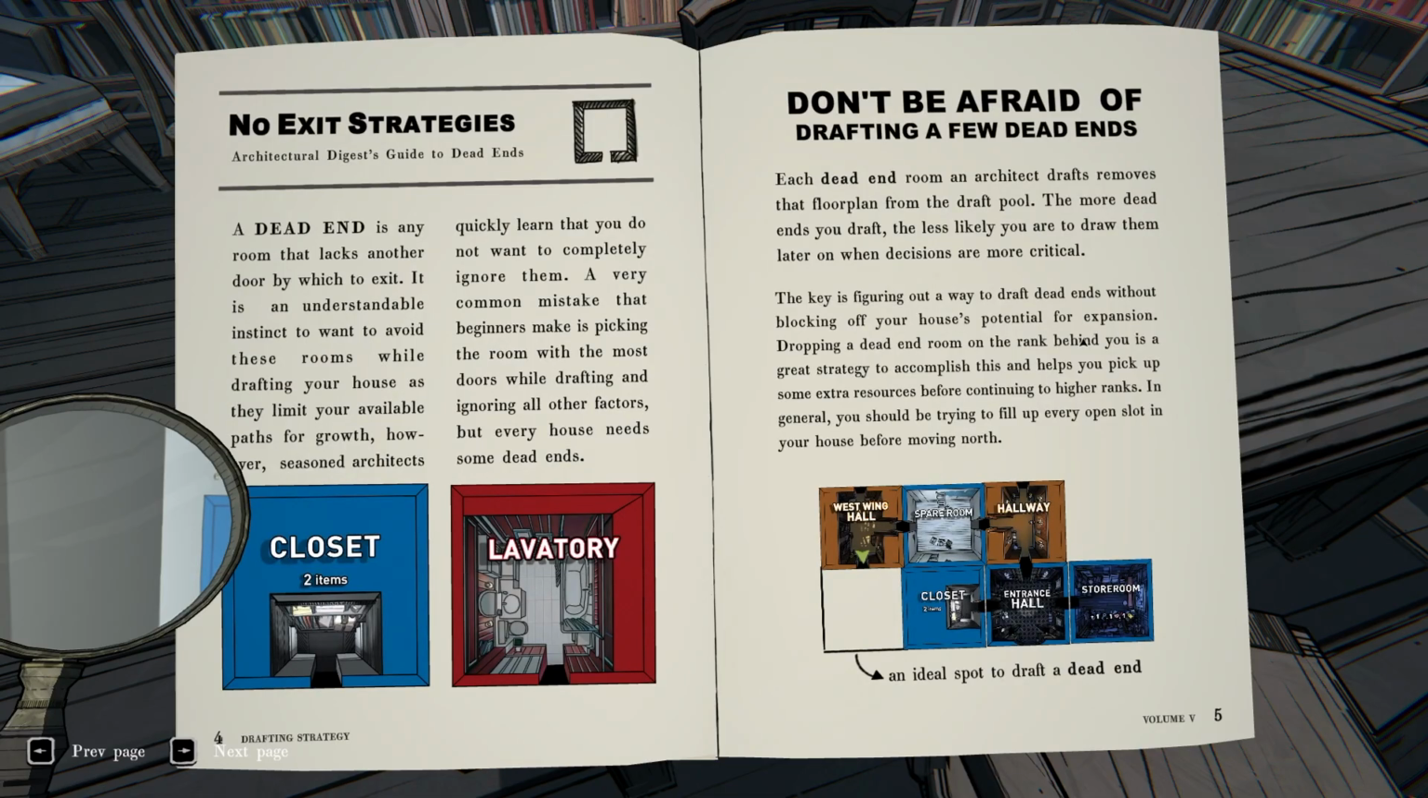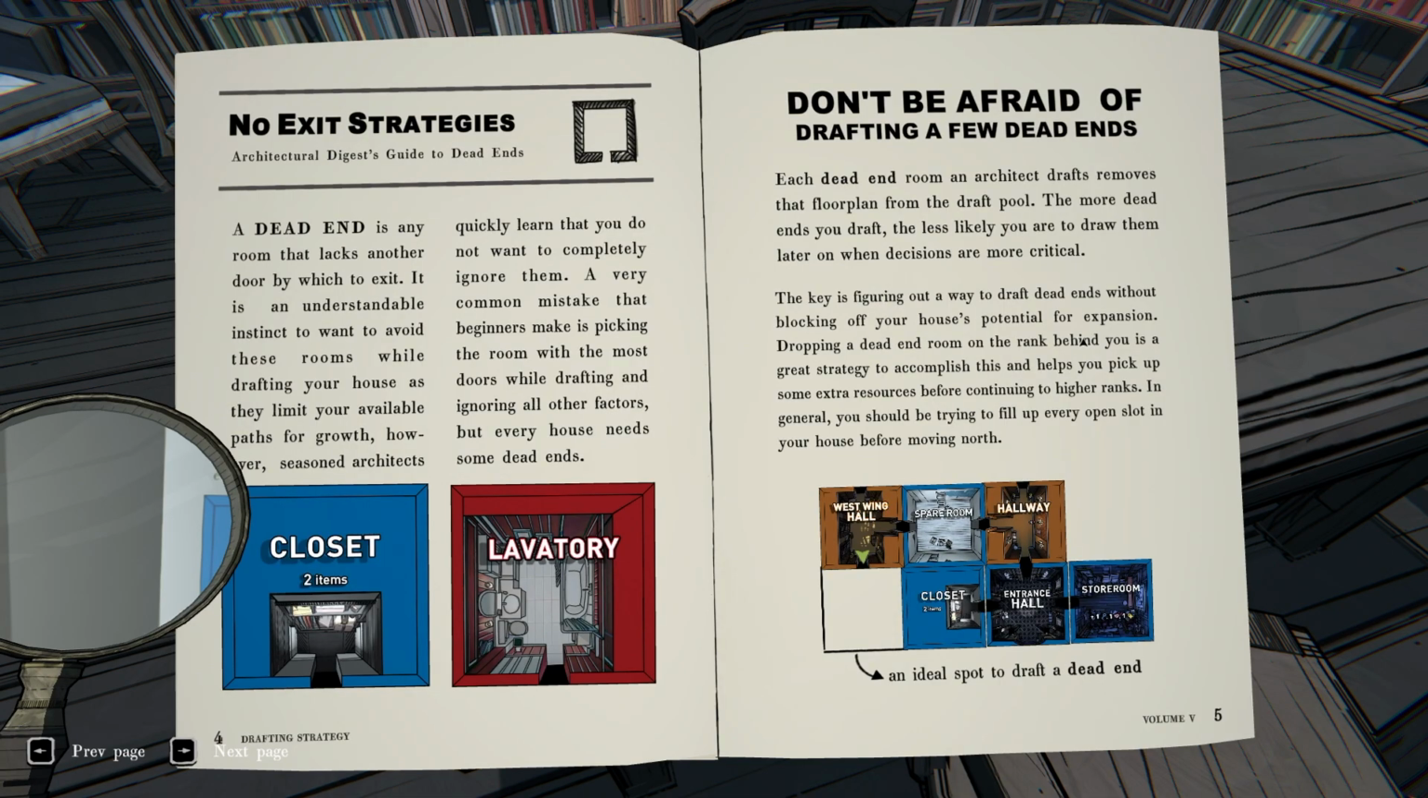No exit strategies. A dead end is any room that lacks another door by which to exit. It is an understandable instinct to want to avoid these rooms while drafting your house, as they limit your available paths for growth. However, seasoned architects quickly learn that you do not want to completely ignore them. A very common mistake that beginners make is picking the room with the most doors while drafting and ignoring all other factors, but every house needs some dead ends. Don't be afraid of drafting a few dead ends.